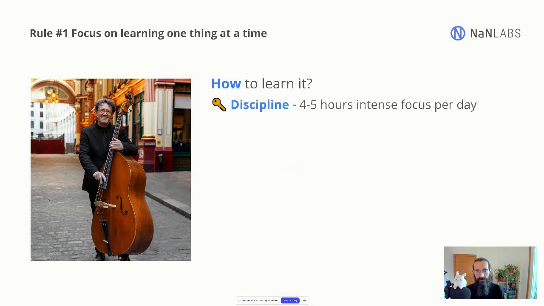They were doing at least 4 to 5 hours of intense focus, no distraction. For us, knowledge workers, it means ideally no social media, ideally fewer distractions from Slack, ideally an environment where you don't get too many questions, where you can really sit down and focus on what you're doing for those 4 or 5 hours. Musicians actually didn't train more than that per day. The rest of the time they were doing something else.